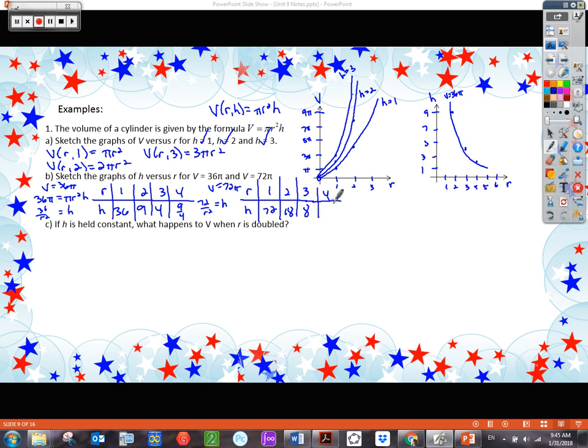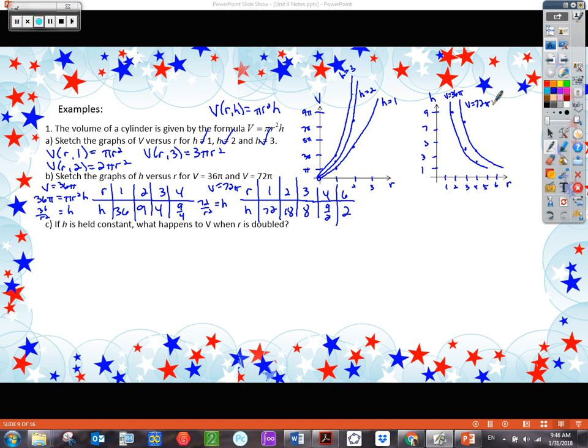If my radius is 4, I have 72 divided by 16, which reduces to 9 halves. And then I just skip to 6 because that was a nice whole number. 72 divided by 36 is 2. So let's graph our second one, where our volume is held constant at 72 pi. So the 1 and 2 are a little bit large for me to graph. So let's go to 3. 3 is at 8. 4 is at 9 halves. And 6 is at 2. So it looks like this. And that would be V equals 72 pi.